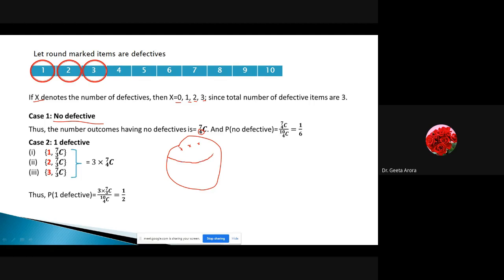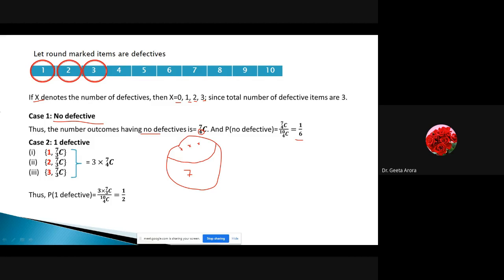When no defective comes out, our sample space reduces to these 7. Total are 10, 3 are defective, and we are looking for the number of outcomes with no defective. No defective means we are choosing from these 7. So the probability of no defective is 7C4 divided by 10C4. If we solve it, we get the value 1 by 6.